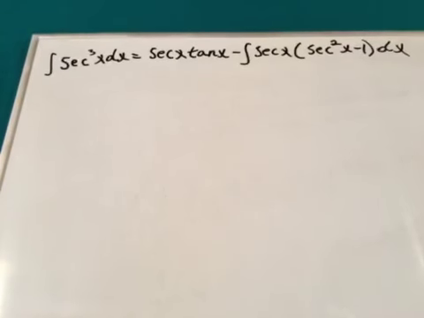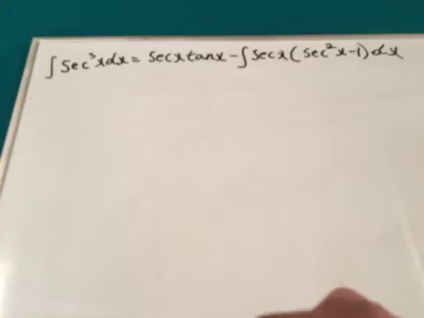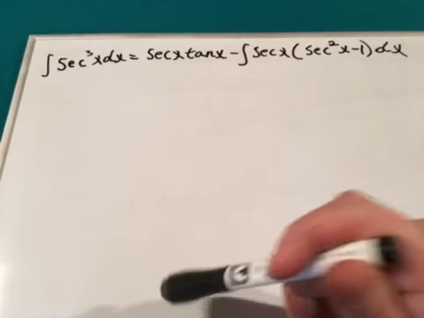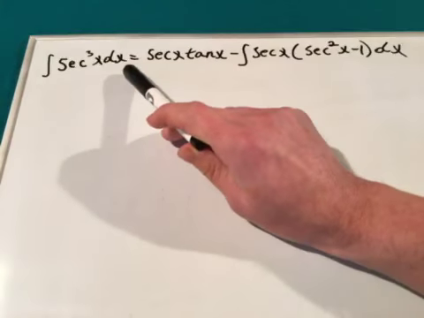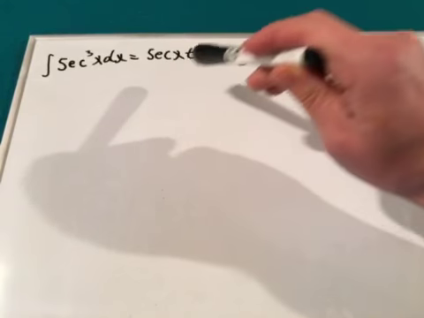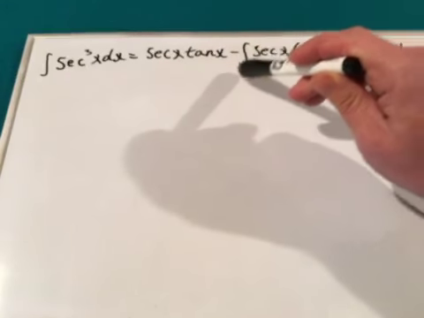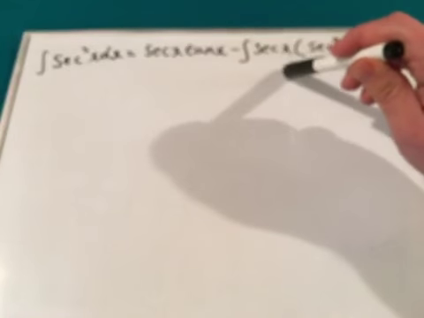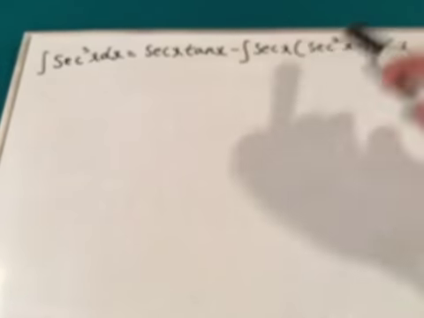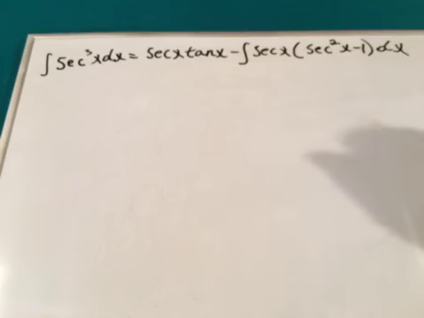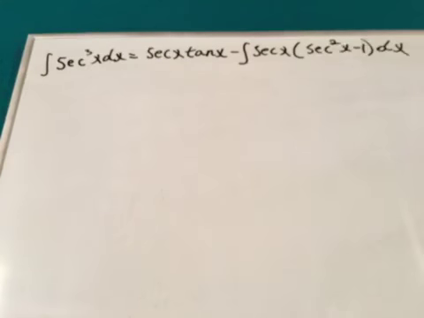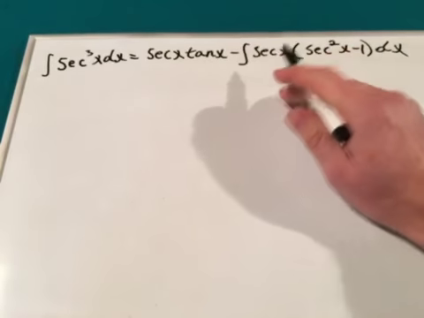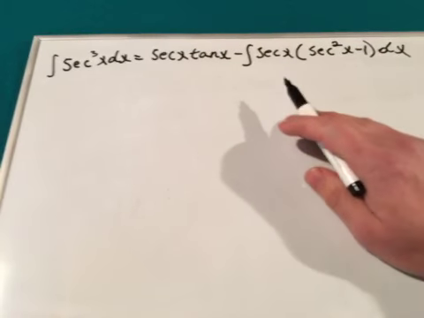Hey everyone, welcome back. So where we left off, we were evaluating the integral of secant cubed, and we got down to this: the integral of secant cubed x was equal to secant x times tangent x minus this new integral of secant x times the quantity secant squared x minus 1, right? That was tangent squared, and we substituted secant squared x minus 1 for it. Okay, so let's distribute this secant x and see what we'll get.